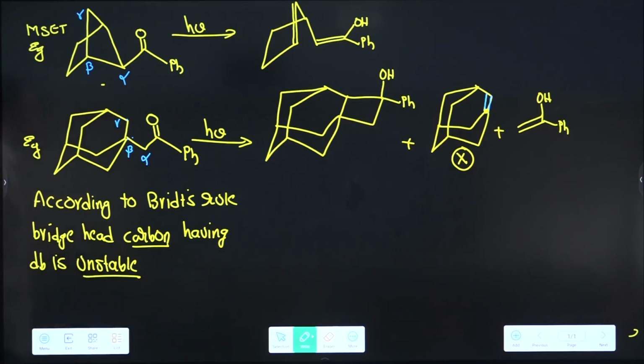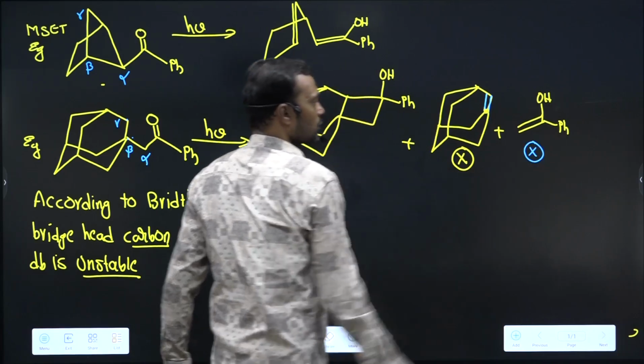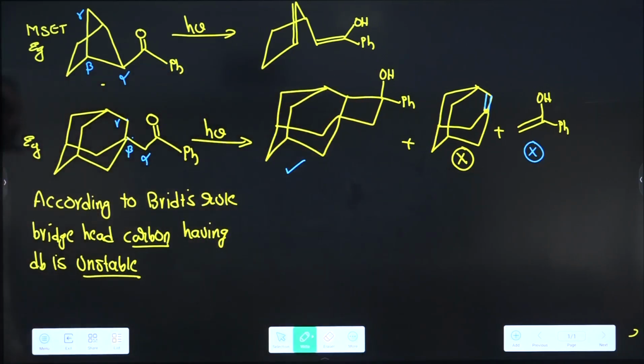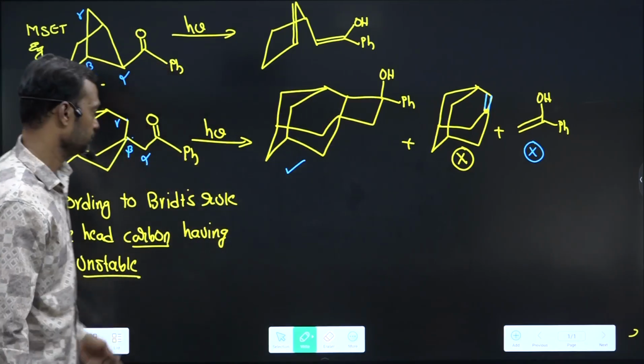So we can't prepare. So only this is possible, these two do not exist. Norrish type 2 is not cleavage in this one. So if this molecule is given, major is this. According to Bredt's rule, it does not exist.